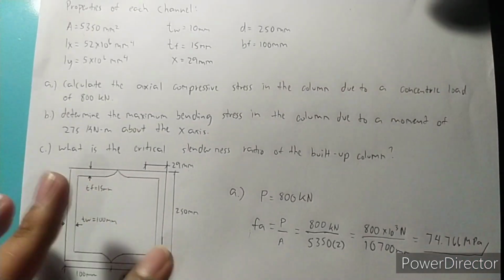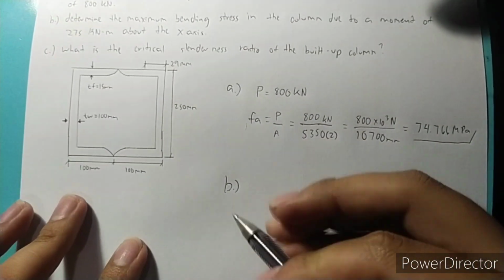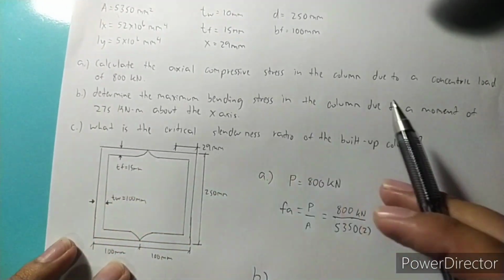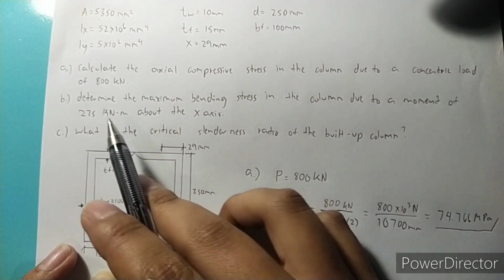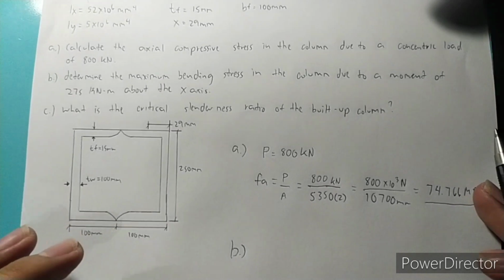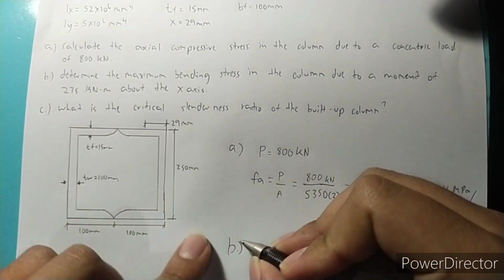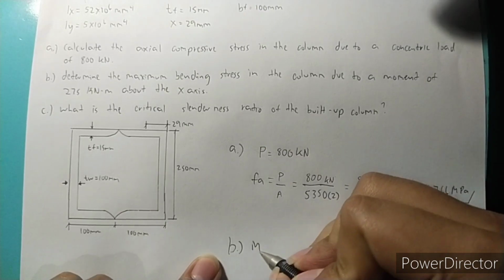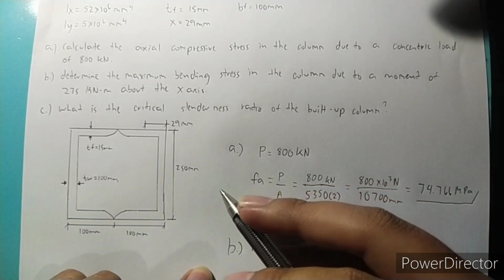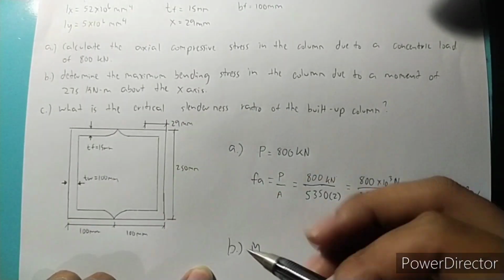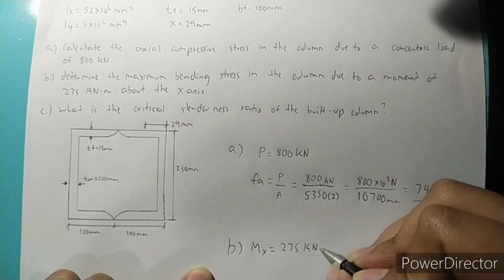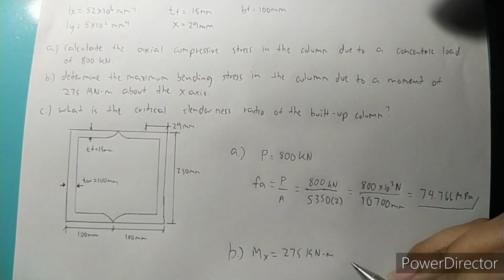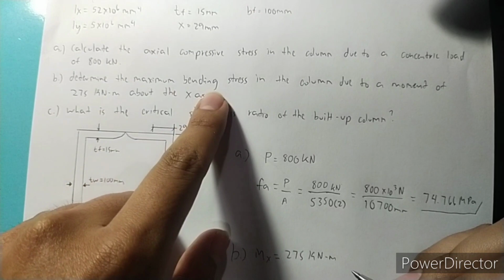So, next, sa B naman. Okay, sa B. So, dito, determine the maximum bending stress in the column due to a moment of 275 kN meter about the x-axis. So, yung given dito is the moment of 275 kilonewton meter sa x-axis. So, Mx equals to 275 kN meter. So, dito naman, kinukuha yung maximum bending stress.